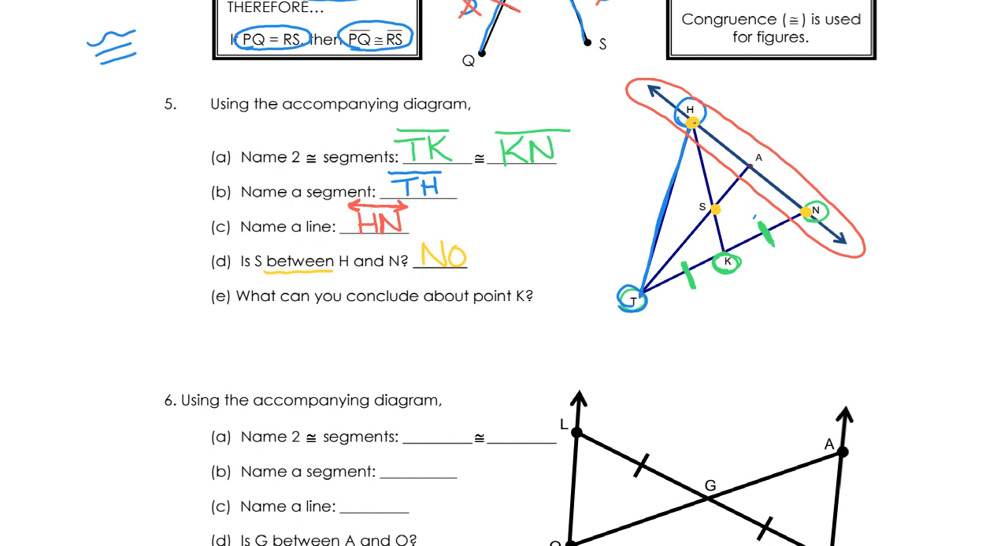Part E then says, what can you conclude about point K? And we might not know yet. However, I can tell that if this distance over here is equal to this distance over here, then K has to be in the middle of T and N. Therefore, that makes K a midpoint of TN. And we have one more example to do there.